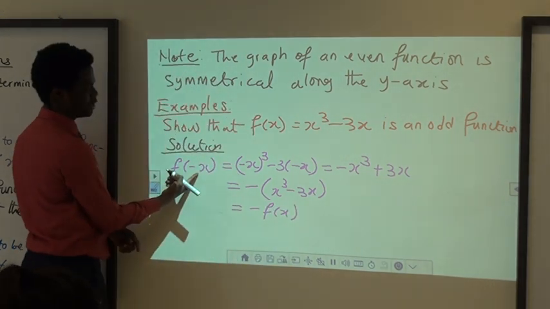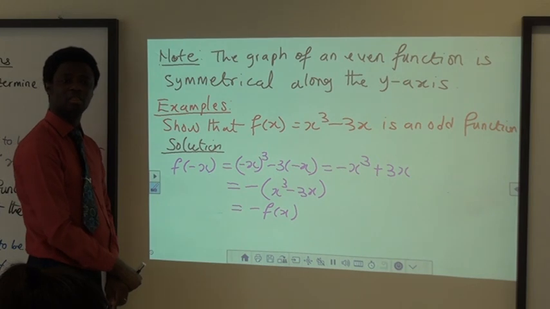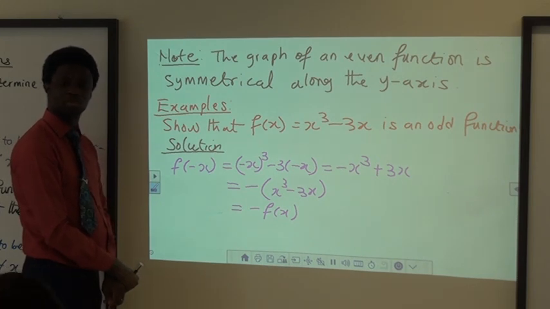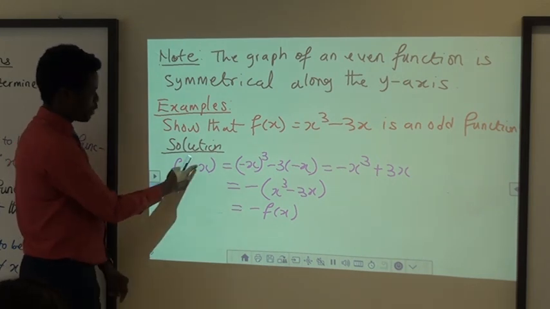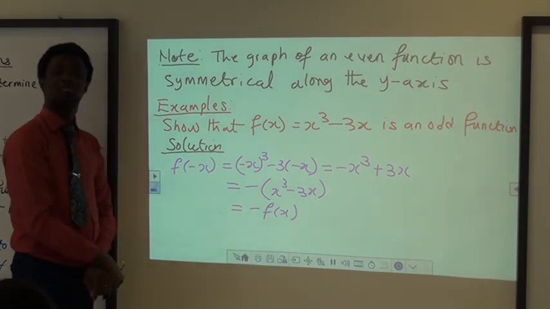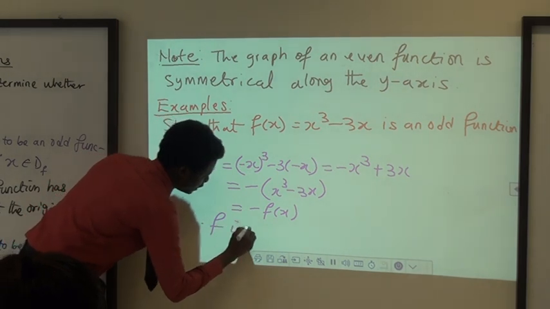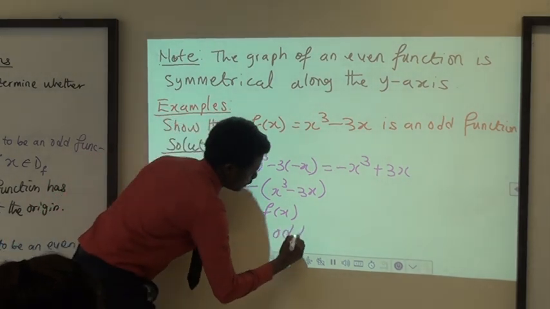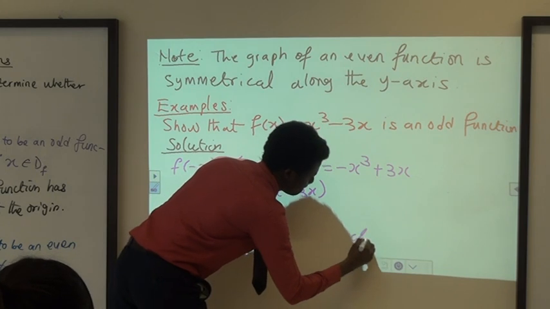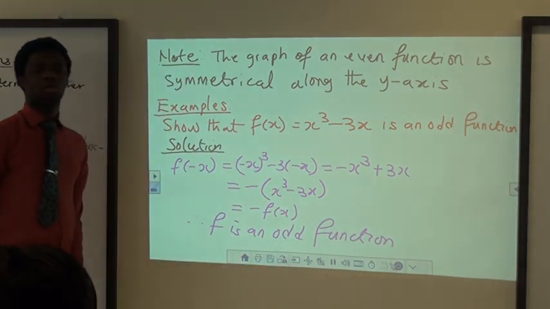So basically you started with this and you end up with this. And that's how you prove that it is an odd function. In the case of even, you start with this, you end up with no negative. Then you conclude. Therefore, f is an odd function. Questions?